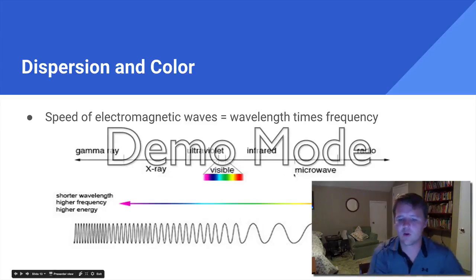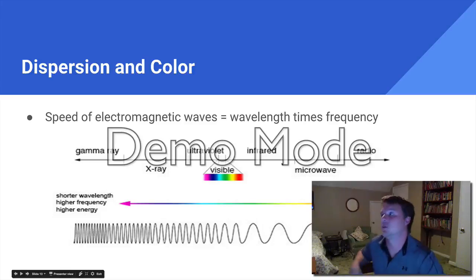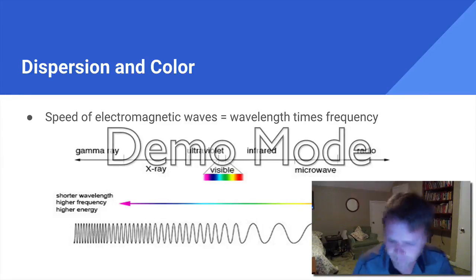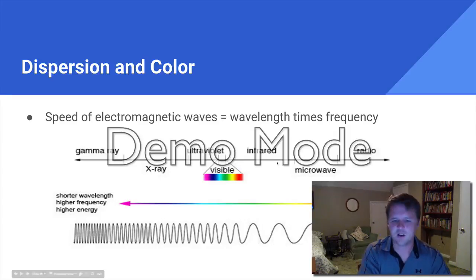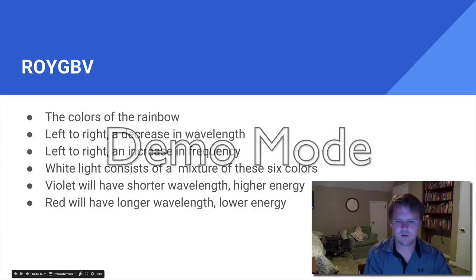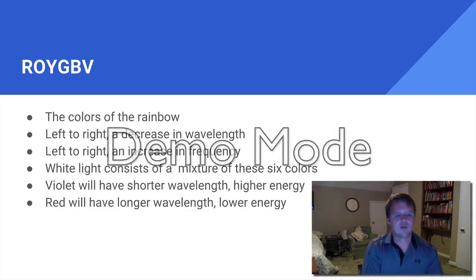Of course, you got microwave over here too, and infrared. I know they build a lot of radar systems with infrared technology. So remember, Roy G. Biv is the colors of the rainbow. Left to right is a decrease in wavelength. Left to right is also an increase in frequency.